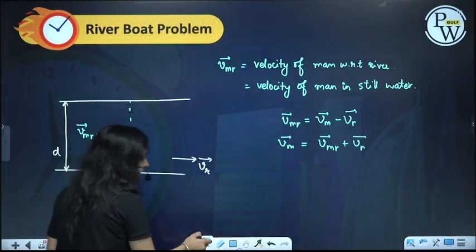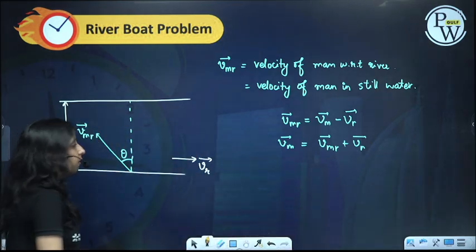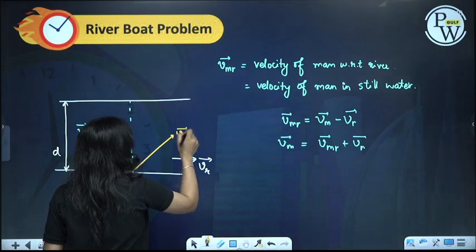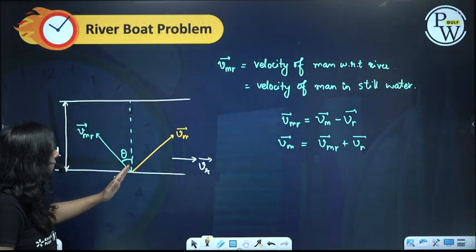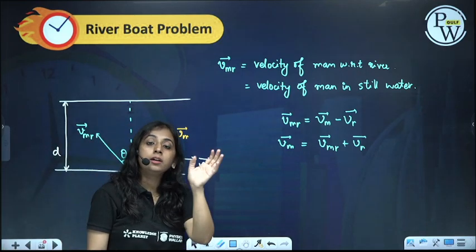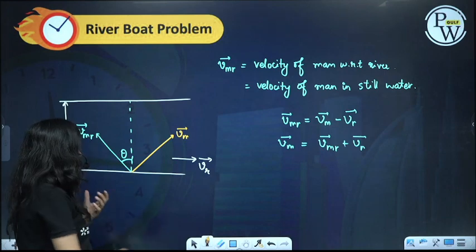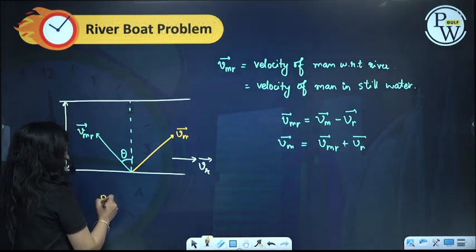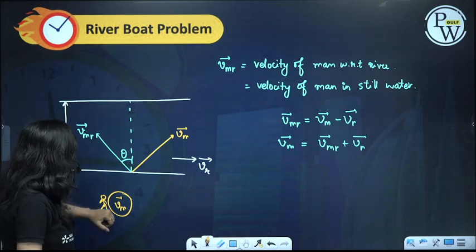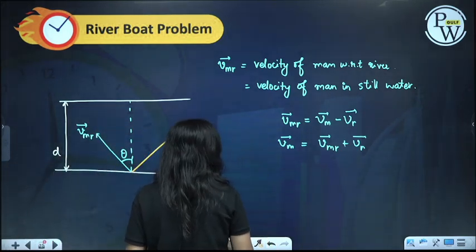When we are seeing from the ground, the river flow will try to drift the man, and the man will move with some velocity Vm in this direction. Actually, the man will be following this path. The river flow will be trying to drift the man. So if an observer is standing on the ground, he will see the velocity Vm vector.